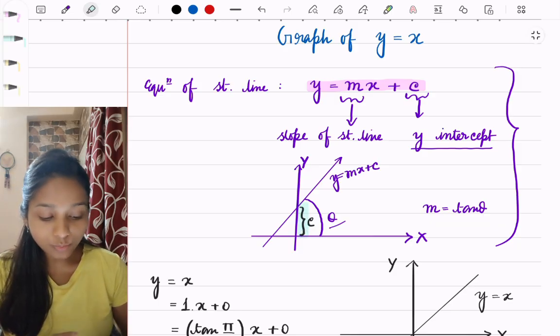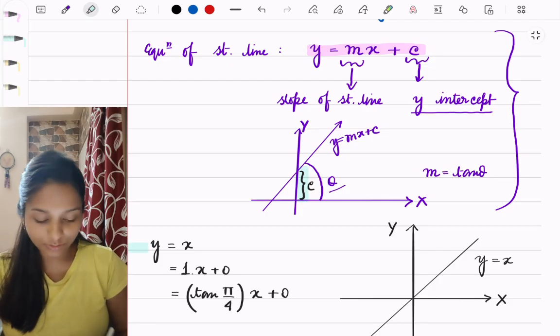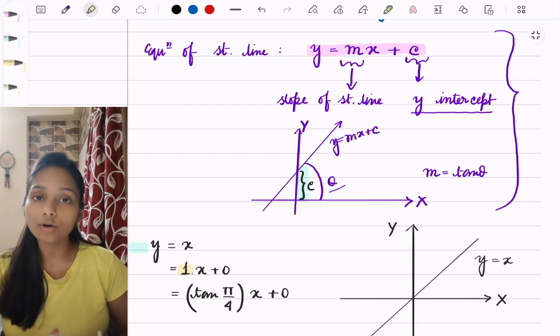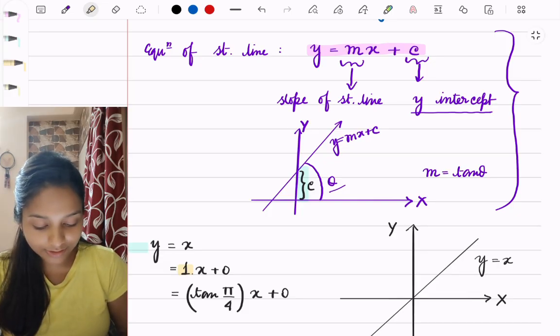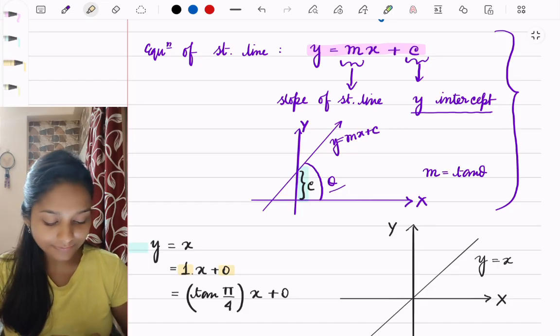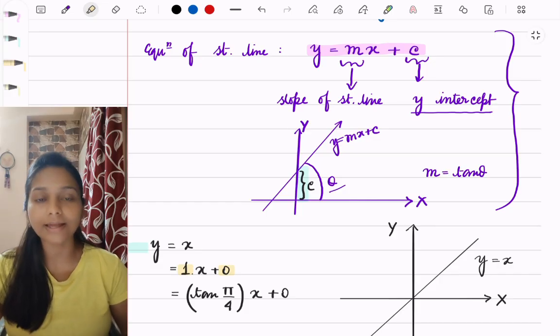Okay. Now moving to the identity function, which is y equals x, we can write it like this: y equals 1 into x plus 0. So this one here is the slope of that straight line or the function, and this one here is the y-intercept. The y-intercept is 0, that means the function must pass through the point 0, or x equals 0, as it is the y-intercept, and in this case the slope is 1. So which angle has the tan value 1? That is the 45 degree angle, or pi by 4.